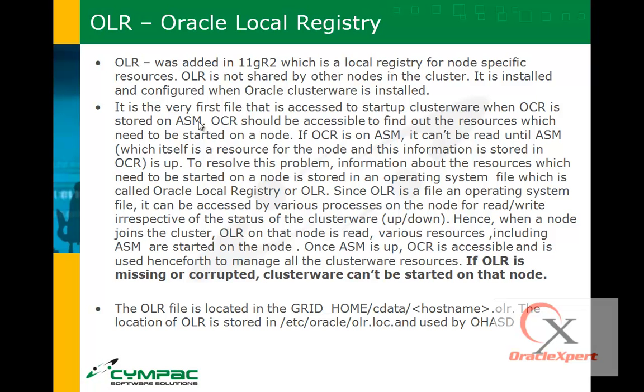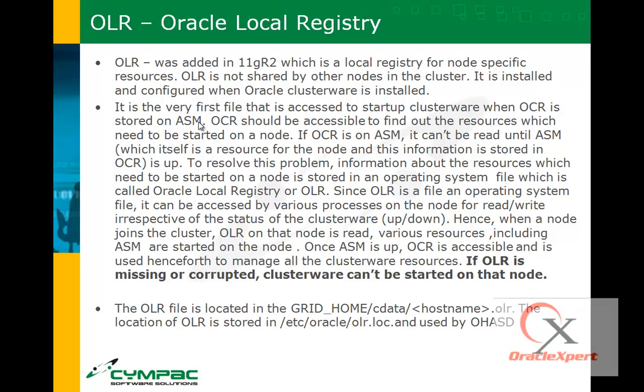Up to 11GR1, your Oracle cluster registry and your voting disk, because of the design limitation, couldn't be kept on ASM. So they had to be either on a shared file system, CFS, cluster file system, or NFS mount point, or at the max it could have been on a raw device. The preferable location was raw devices, which is a shared raw device across machines. But to facilitate the movement of OCR and voting disk onto ASM, they added a new component to 11GR2, that is the Oracle local registry.